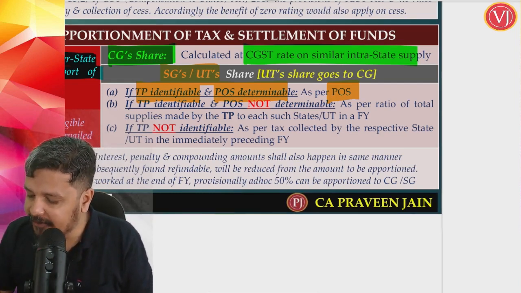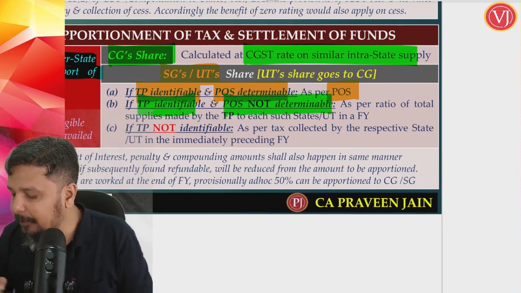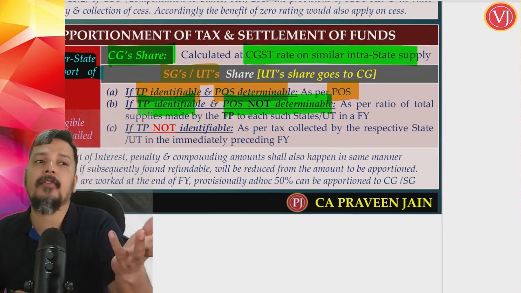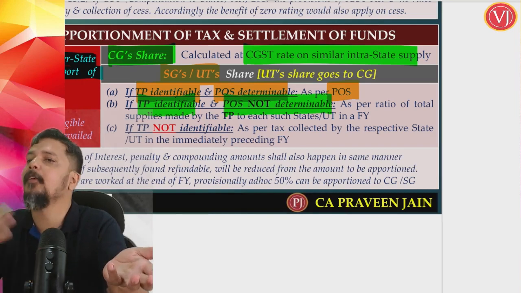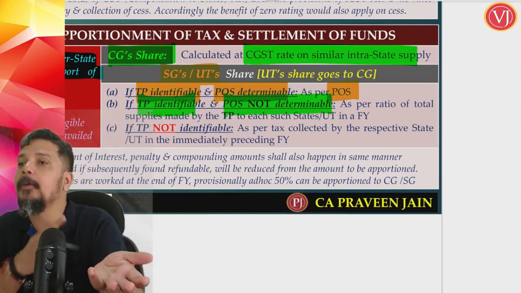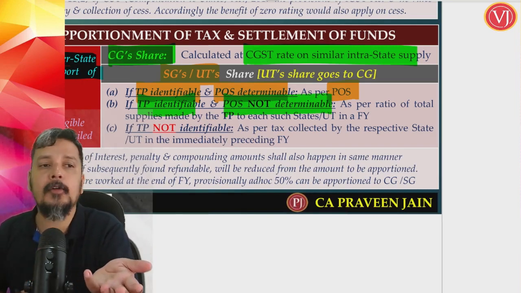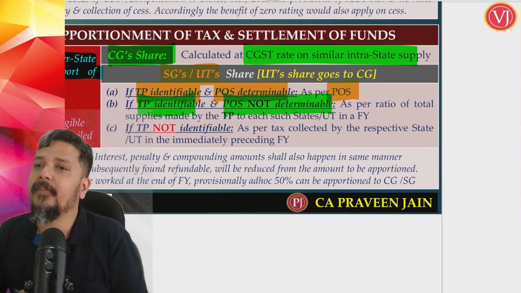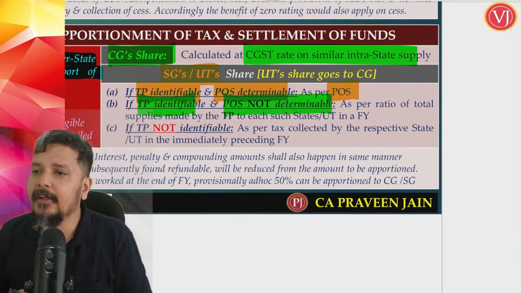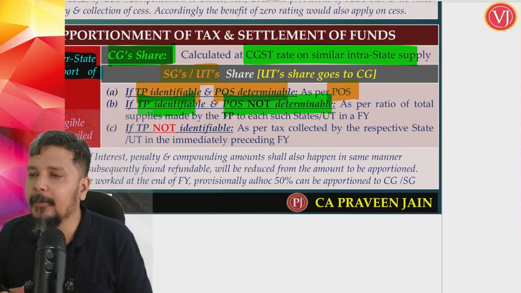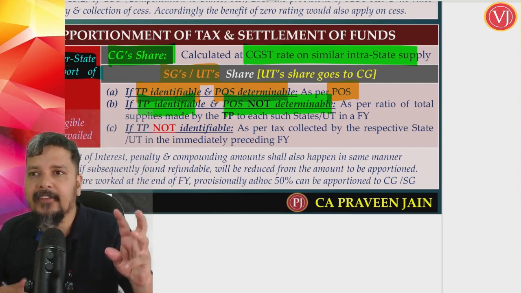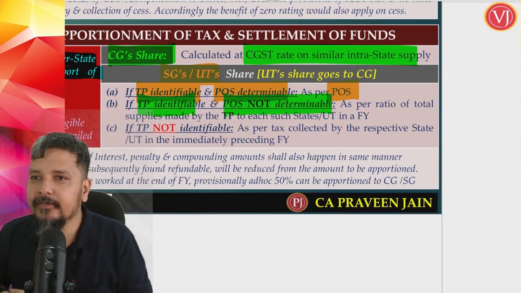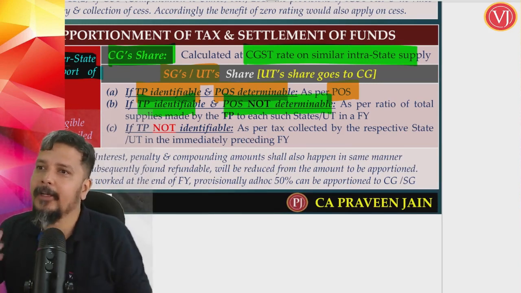If the taxable person is identifiable but the place of supply is not determinable, I mean, you know that this supply was made by so and so person. You are not attacking from the angle of the recipient because the recipient did not take the credit, but you are able to trace the supplier. He is identifiable, but the place of supply is not determinable. Then what to do? That supplier would have paid to different governments.